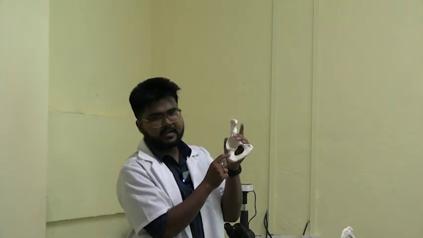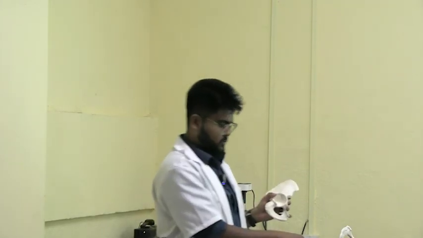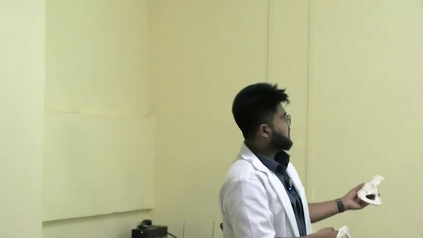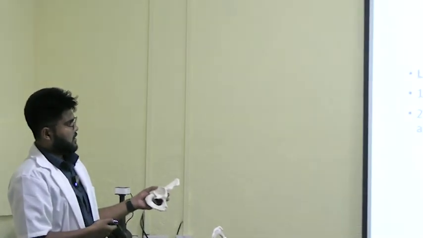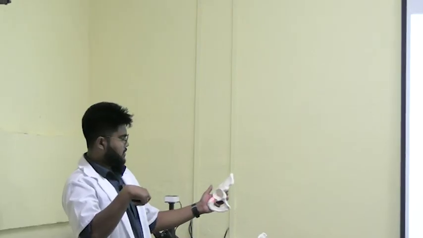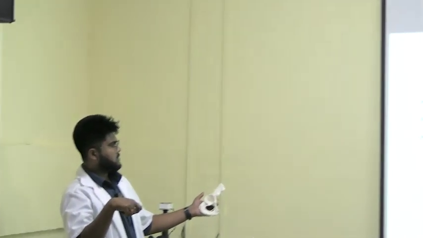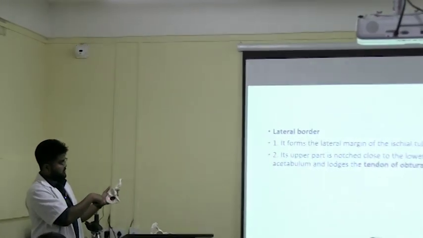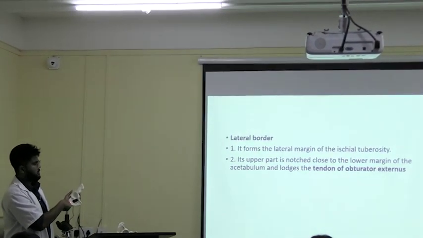Okay, so this is the lateral border. Here one muscle is attached, called the obturator externus muscle. It forms the lateral margin of the ischial tuberosity, and its upper part is notched close to the lower margin of the acetabulum. Lodge means attach: it attaches the tendon of the obturator externus muscle.